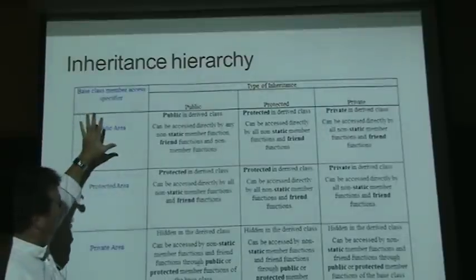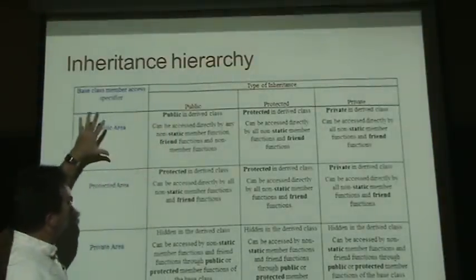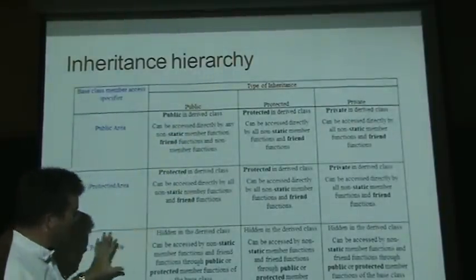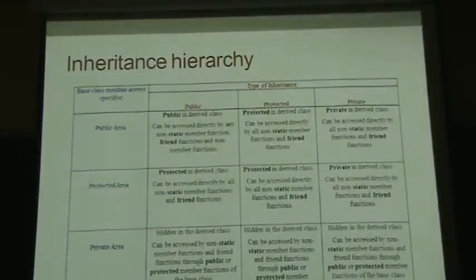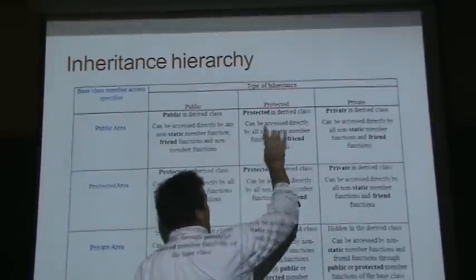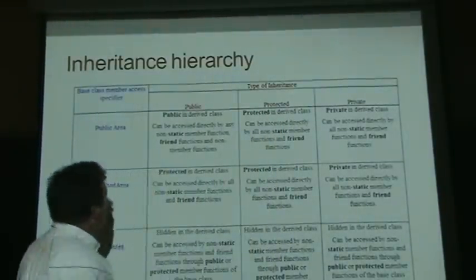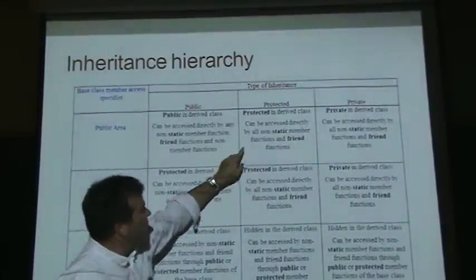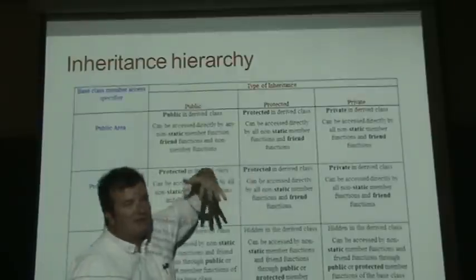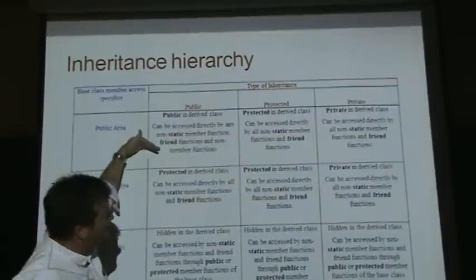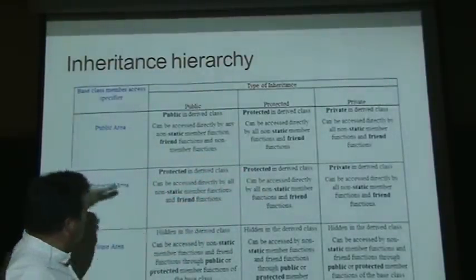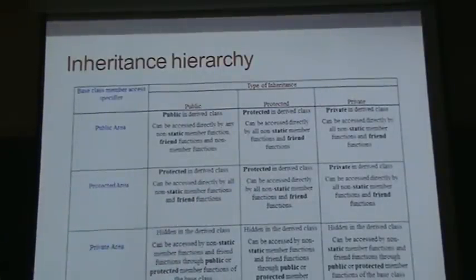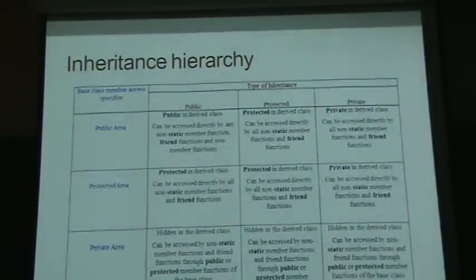So if we inherited publicly, the public stuff becomes public. The protected stuff becomes protected, and the private stuff doesn't get inherited. If we inherit protectedly, the public stuff takes a demotion and goes down to protected. It's kind of like the way in which we inherit becomes the cap. So the public stuff gets inherited into the protected section. The protected stuff stays in the protected section, and the private stuff does not get inherited. The private stuff never gets inherited.